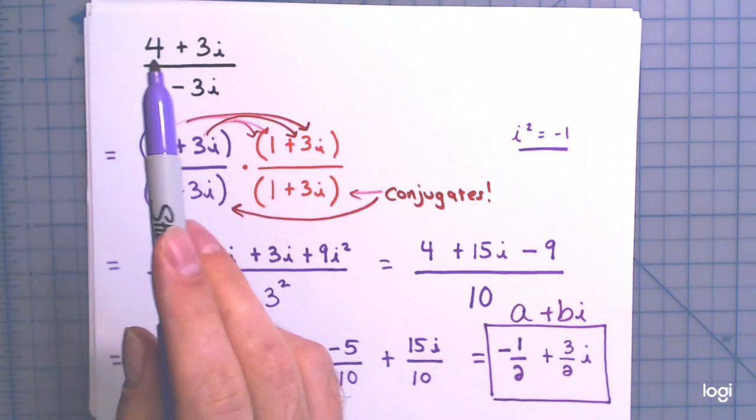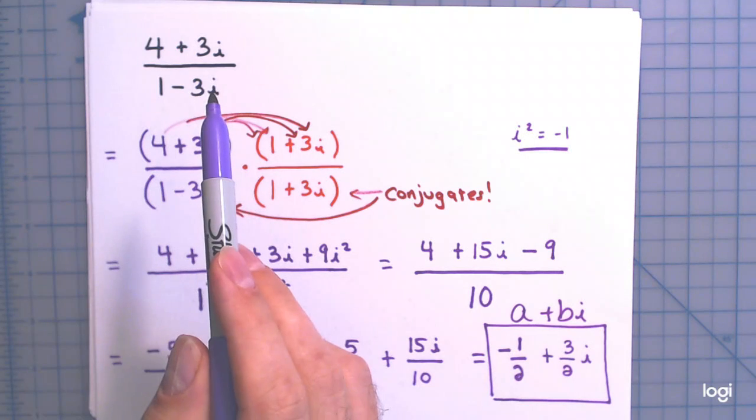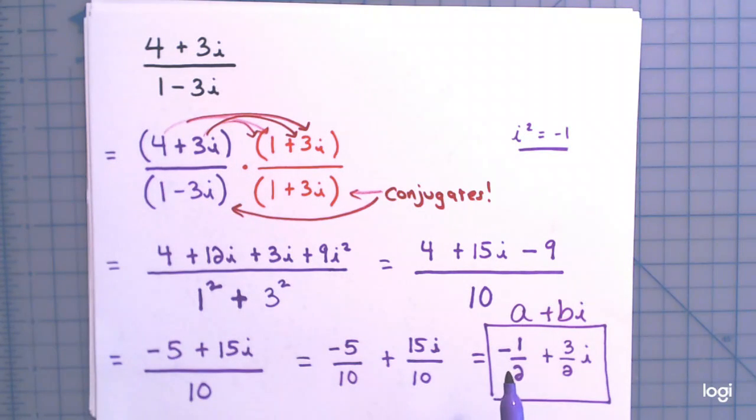All right, so 4 plus 3i, that complex number, divided by 1 minus 3i is equal to negative 1/2 plus 1.5i, or negative 1/2 plus 3/2 i, another complex number in that standard form for a complex number.